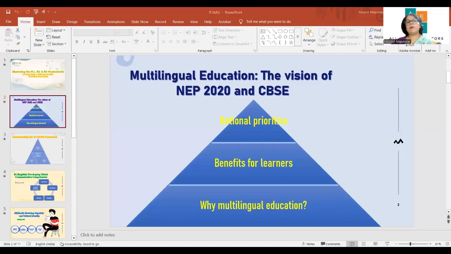Now let's discuss national priorities, why the nation wants it. At the top of the pyramid lies, as you can see on my screen, the national vision. What is the nation's vision? NEP 2020 aims to preserve India's rich linguistic heritage, the heritage which we have, while preparing our students for global opportunities. We want to reach global opportunities, but we want to preserve our culture and heritage also.